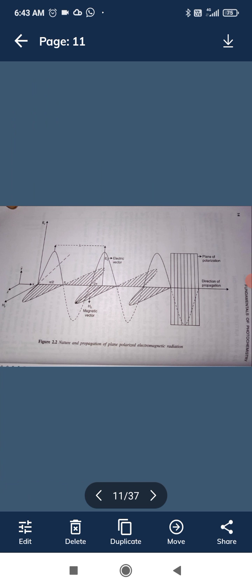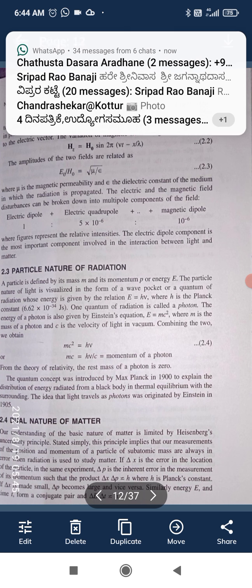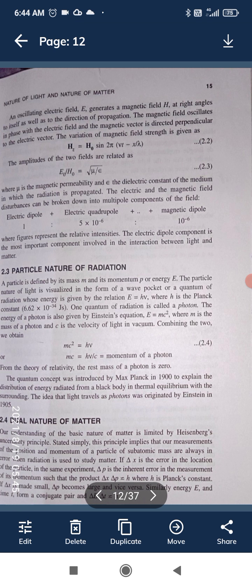An oscillating electric field E generates a magnetic field H at right angles to itself as well as to the direction of propagation. The magnetic field oscillates in phase with the electric field, and the magnetic vector is directed perpendicular to the electric vector. The variation of this magnetic field strength is given as Hz equals H naught sine 2 pi (vt minus x by lambda).